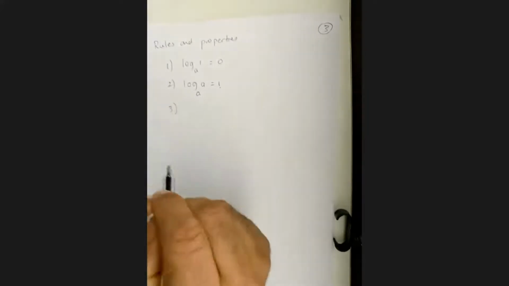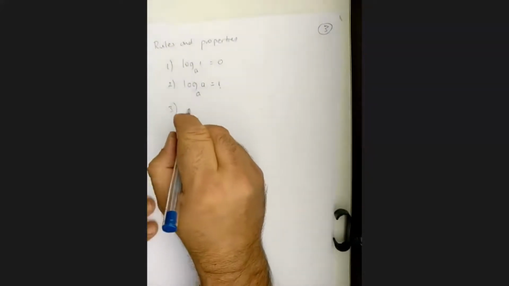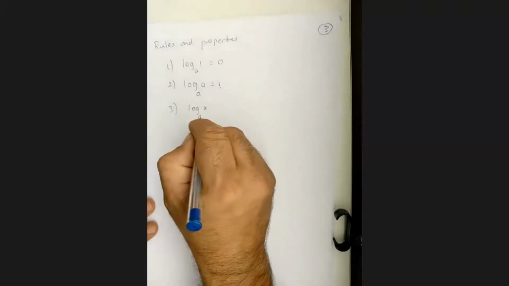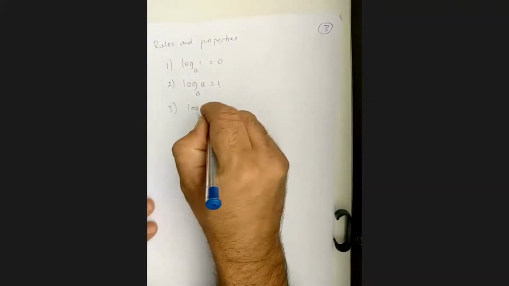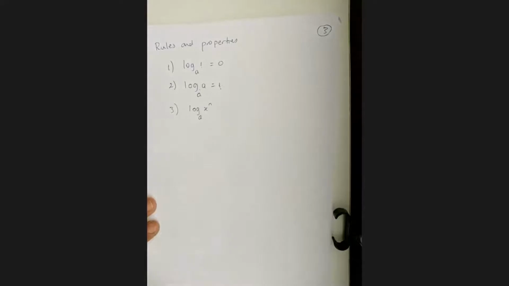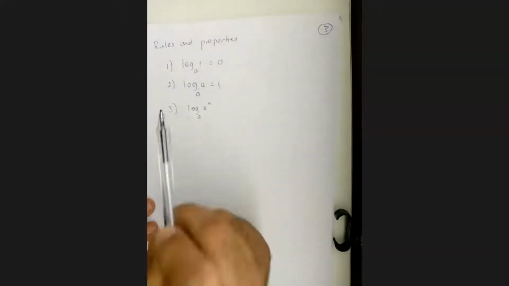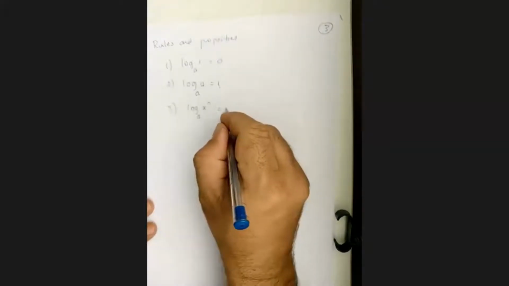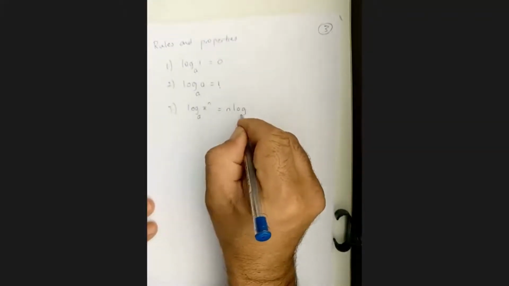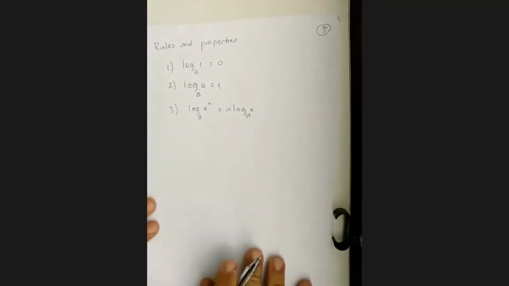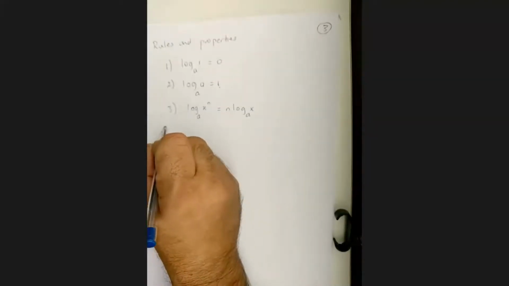3. This is very important. Logarithm of x to the power n to base A: if you have a power there n, we can move that power n there as multiplication. This is a very important rule. Let's use it.